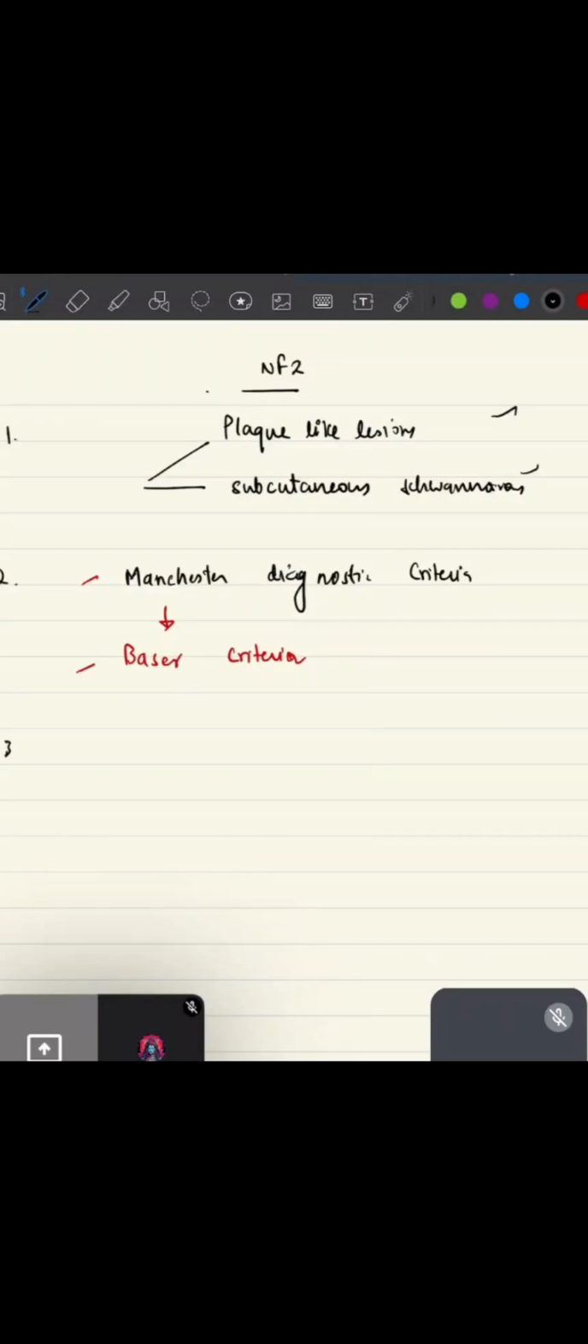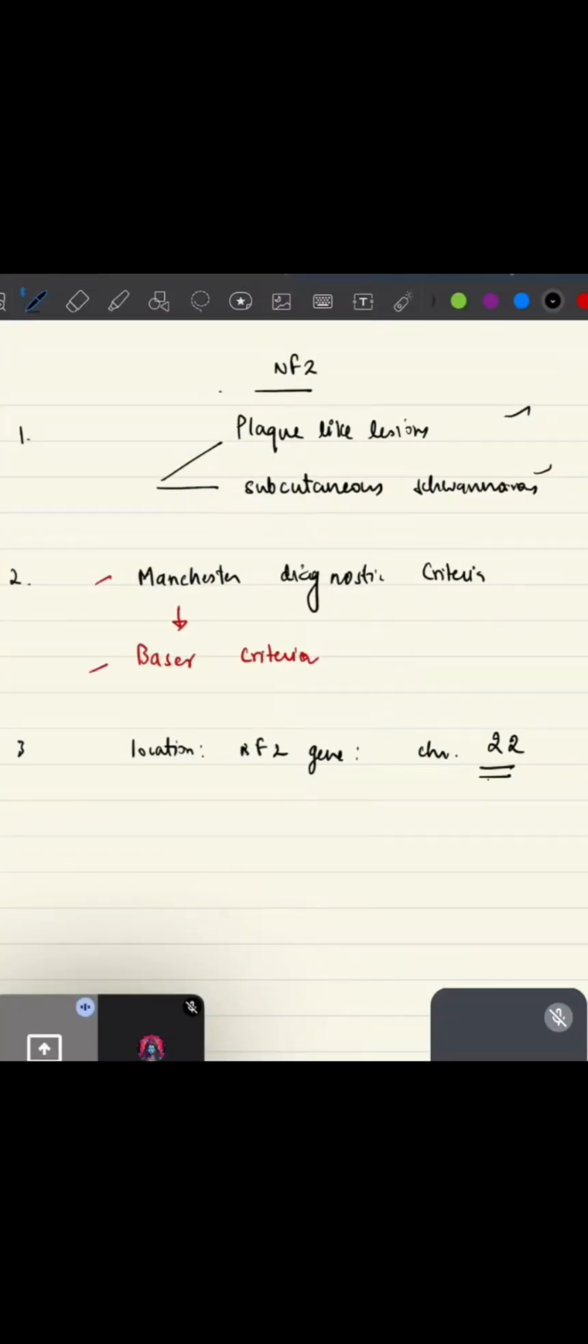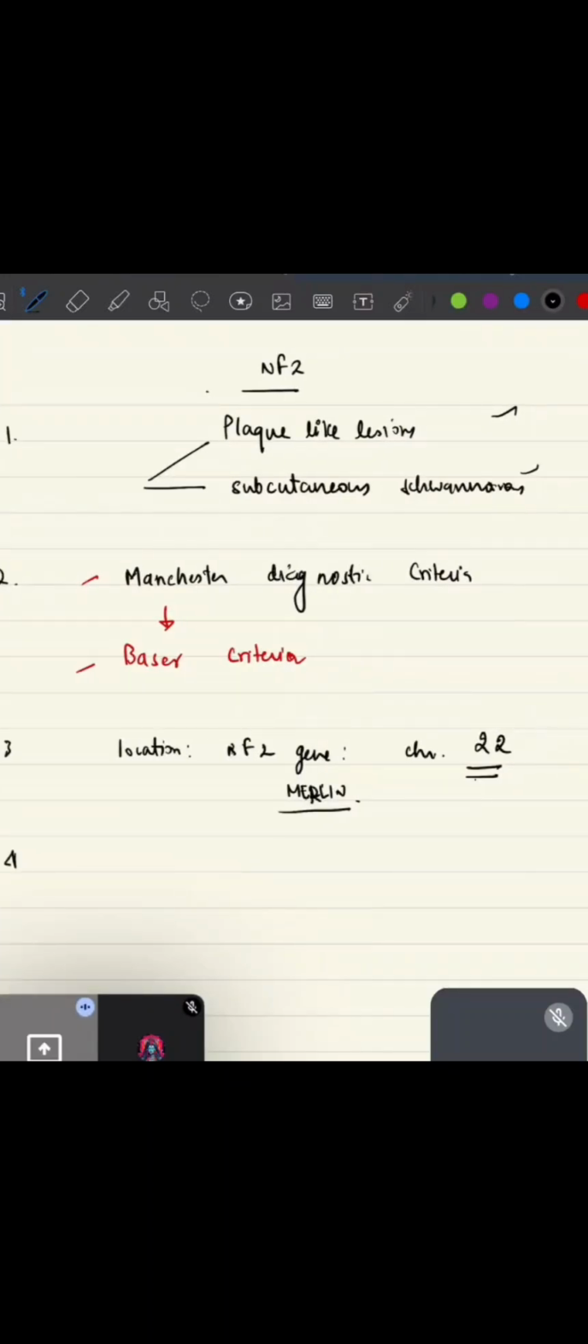Second point. Third, can somebody help me with the location of the NF2 gene? I'm sorry, putting all the details over here, but this is important. Location of the NF2 gene: please remember chromosome number 22. Okay? Bilateral, chromosome 22, and there is a very common protein, Merlin, associated with it. Please remember it. Okay, and then comes the screening protocol. The screening protocol is important. Please pay attention to that. They might ask you what the screening protocol is. Please describe it for 2 marks.